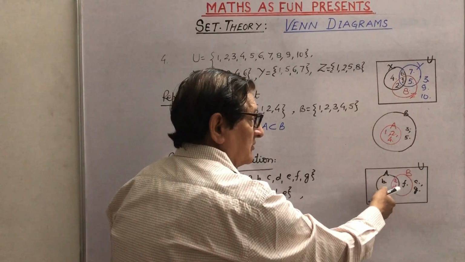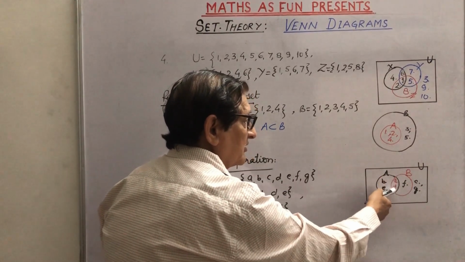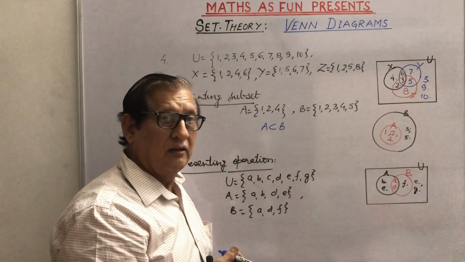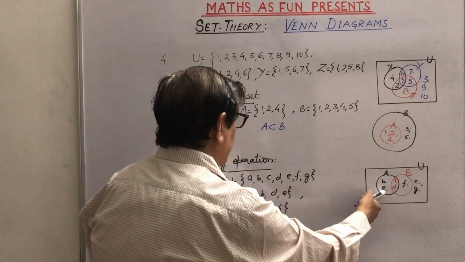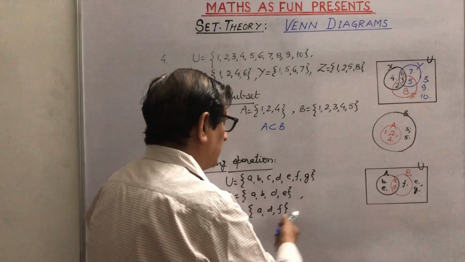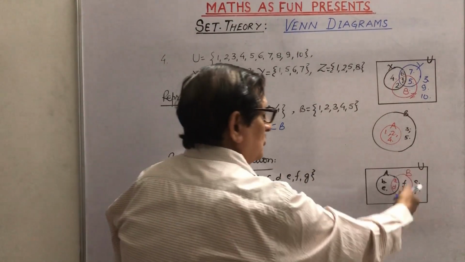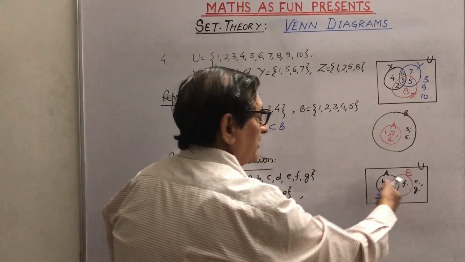A, D is the common part, so the common region will be representing these two elements A and D. The remaining elements of A, B and E, are here, and the remaining element of B, that is F, is here, and the remaining elements of U are C and G, outside A and B.